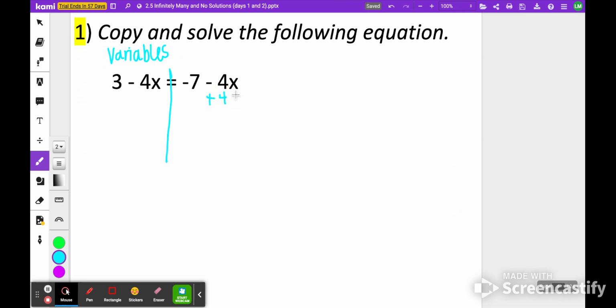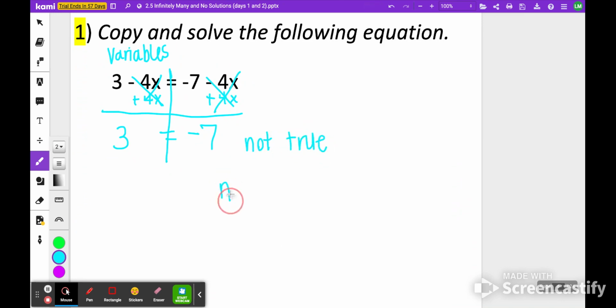I'm going to add 4x to the left side here. So now we have 3, and notice what happens here. A negative 4x plus 4x cancels out, equals negative 7, and the same thing here, negative 4x plus 4x cancels out. 3 does not equal negative 7, so this is not true. Because it's not true, we're going to say there are no solutions for this equation.